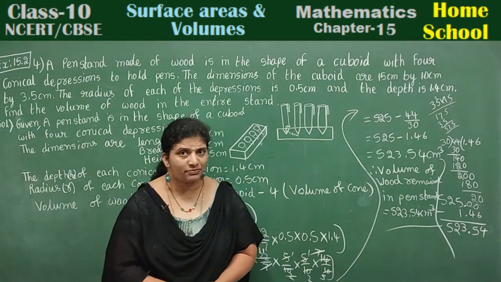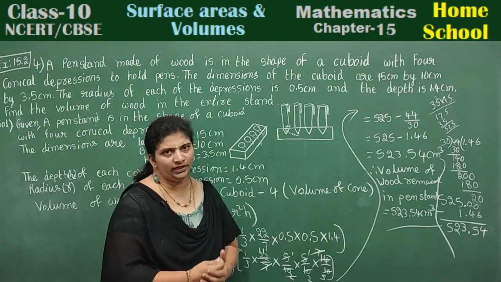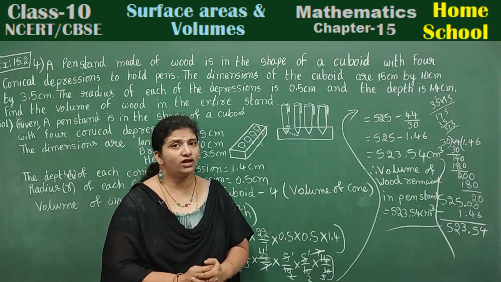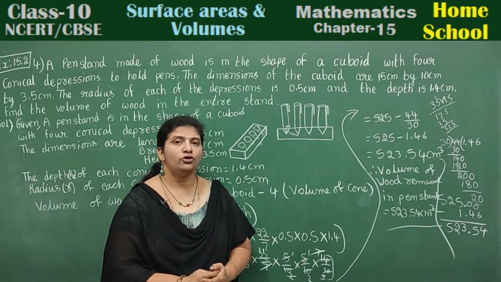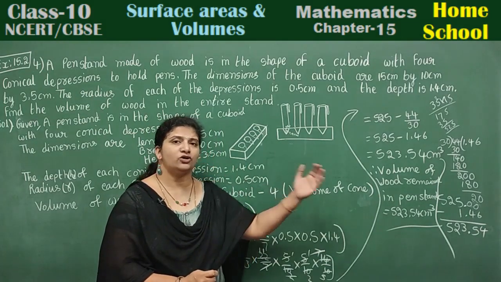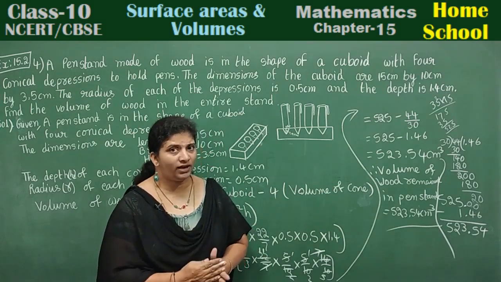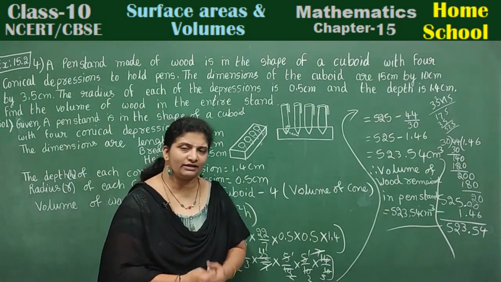Okay, understand the problem carefully. We need to see cuboid and cone here. We are talking about two solids, cuboid and cone. Cuboid dimensions means length, breadth and height given, whereas for cone, radius and height given. Carefully write the formula, substitute the values, you are going to get the answer.